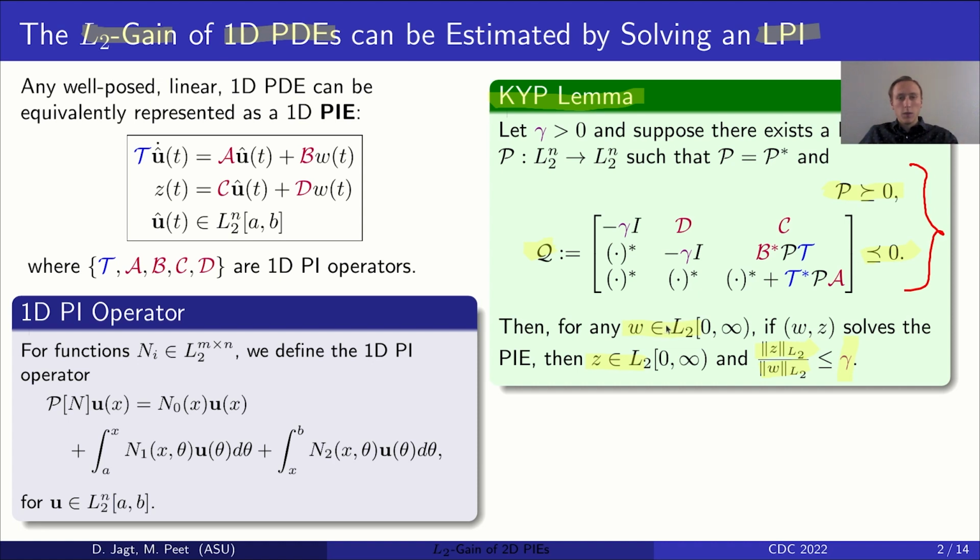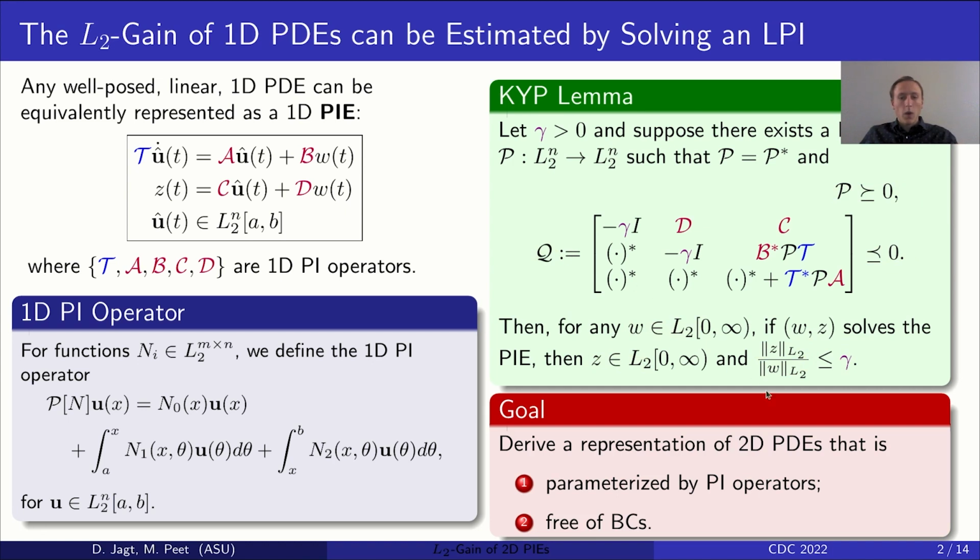Now what we want to do then, of course, is extend this approach to 2D partial differential equations, finding an equivalent representation of such systems as a PIE. In particular, we want to find a representation of 2D partial differential equations that is parameterized by PI operators and is free of boundary conditions, such that we can also use the KYP lemma to compute a bound on the L2 gain of such systems.